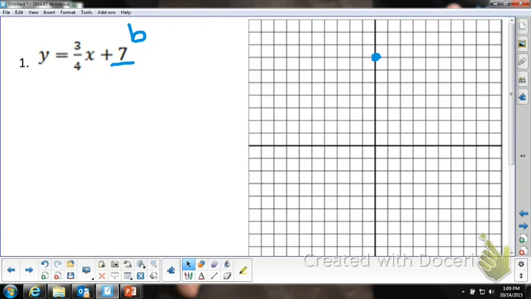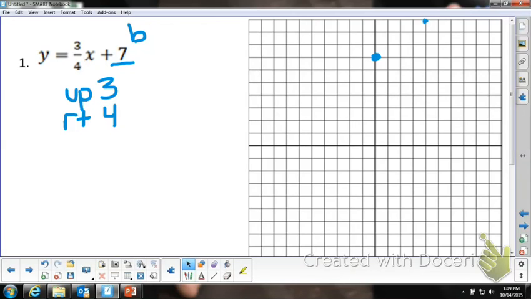From there, I'm going to use my slope, and remember, slope stands for rise over run. So if it is 3/4, that tells me that I'm going to go up 3, and positive 4 tells me that I'm going to go to the right 4. So from my point at 7 on the y-axis, I'm going to go up 3 and to the right 4. That is where my second point is going to go.